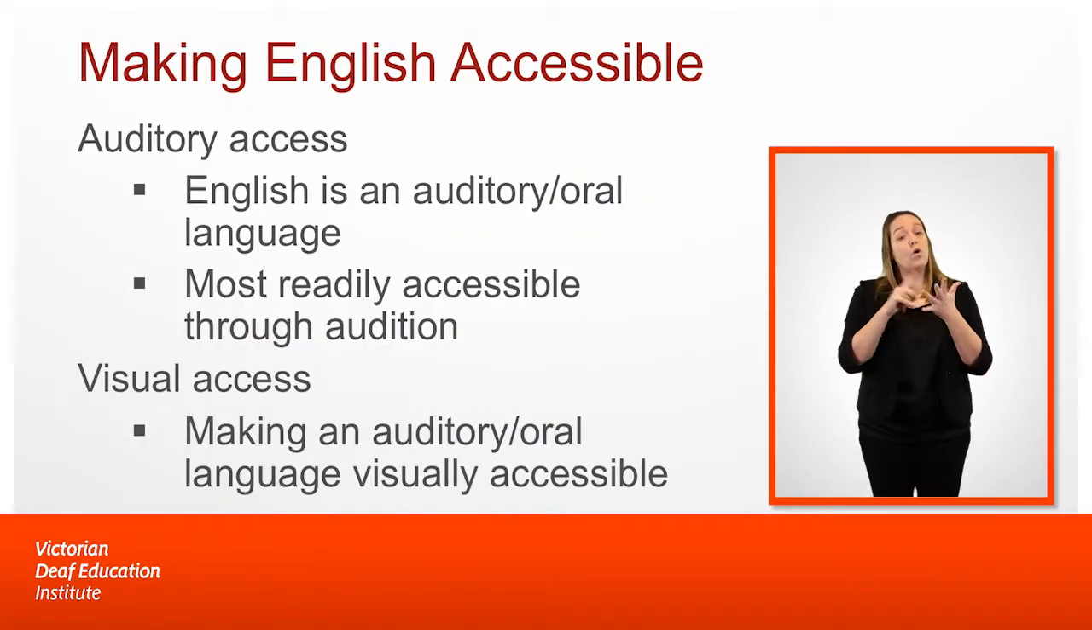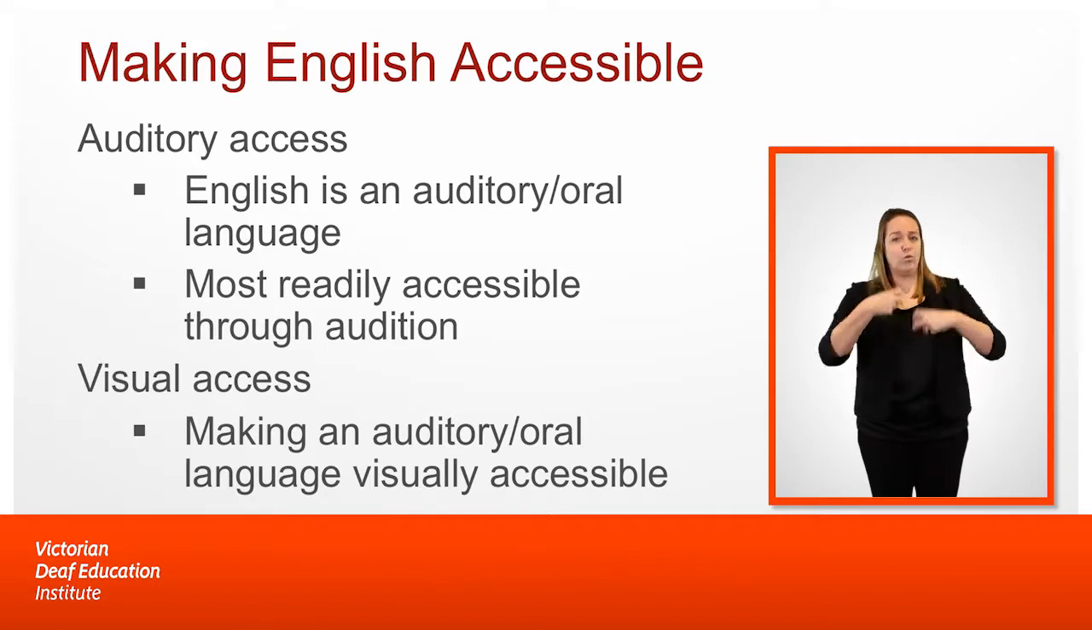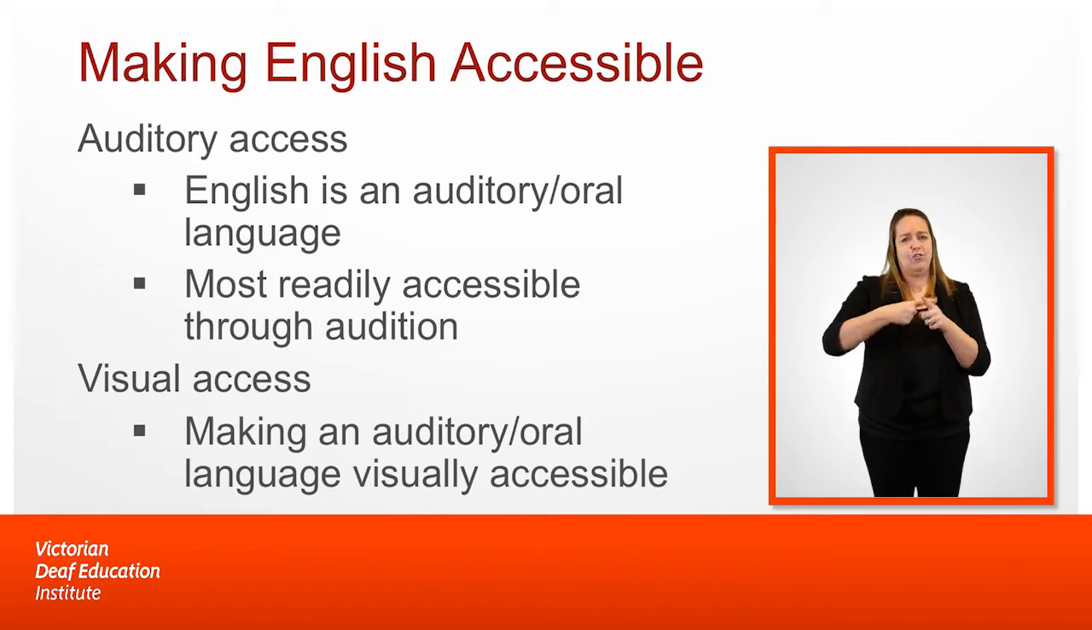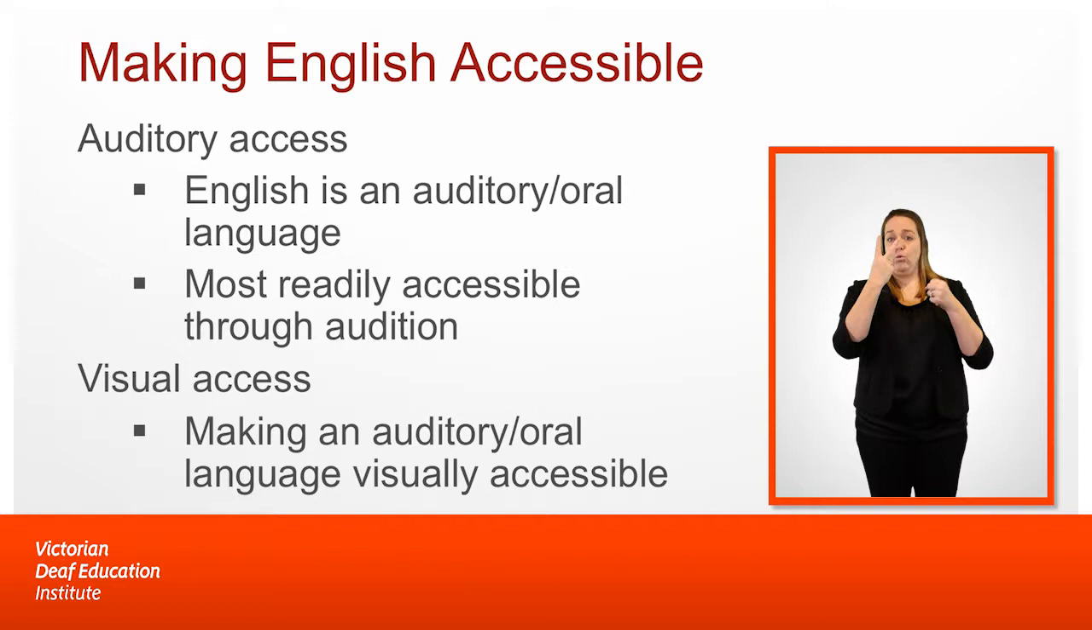So as we've said, the key issue in this presentation is how do we make the English language accessible to children who can't necessarily hear it as easily as hearing people do? Clearly there are two avenues for that. One is auditory access, and here's the deal. It's just what it is. It's a fact that English is an auditory oral language and is most easily accessed if you can hear it. That's just how it is. So it's easier to acquire English and to learn to read and write if you can hear it. So clearly we want to maximize that for any child with hearing loss.